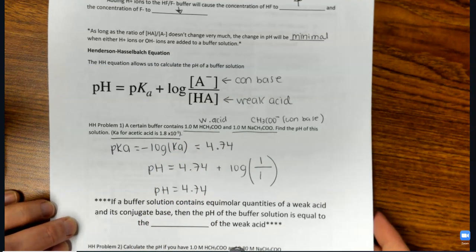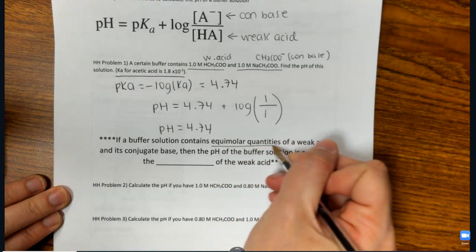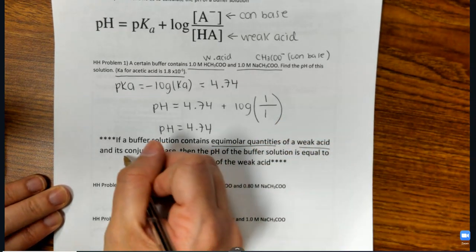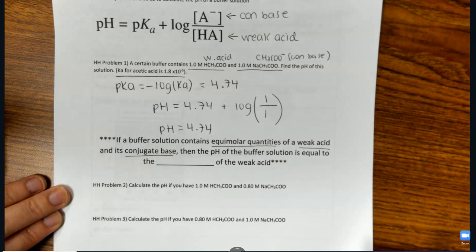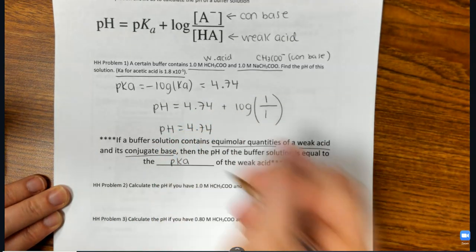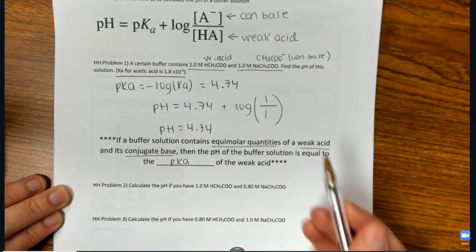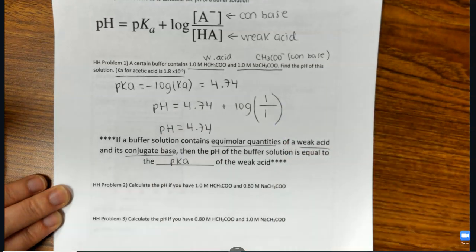So this is important to know. If a buffer solution contains equimolar quantities of weak acid and its conjugate base, then the pH of the buffer solution equals the pKa of the weak acid. pH and pKa are equal when you have equal amounts of acid and conjugate base.